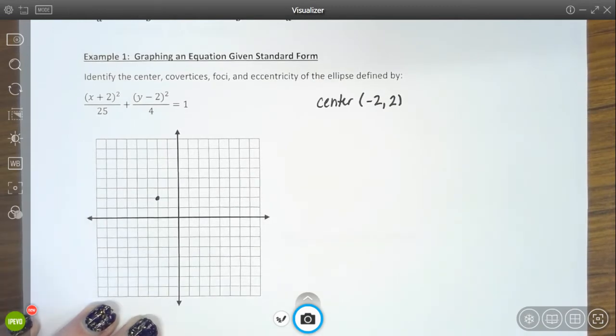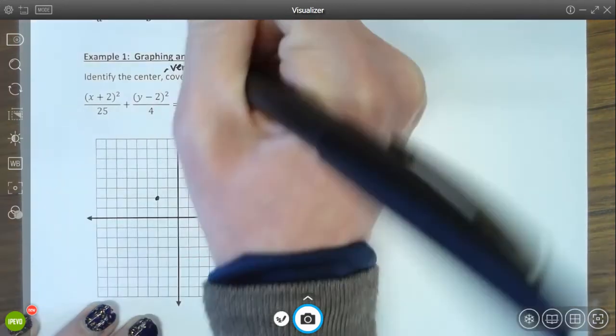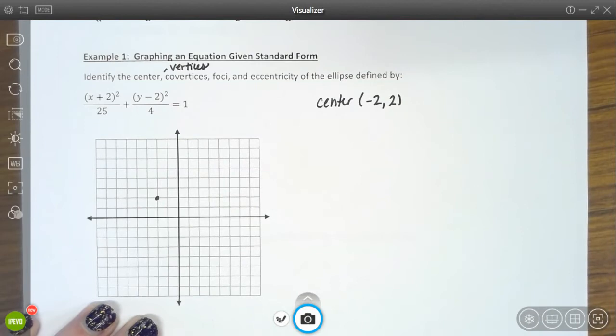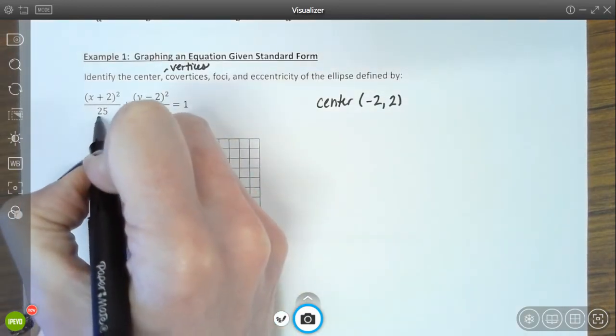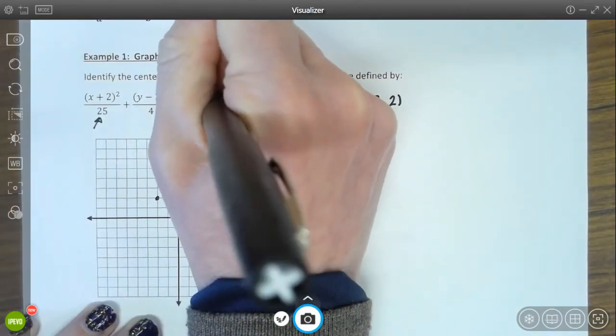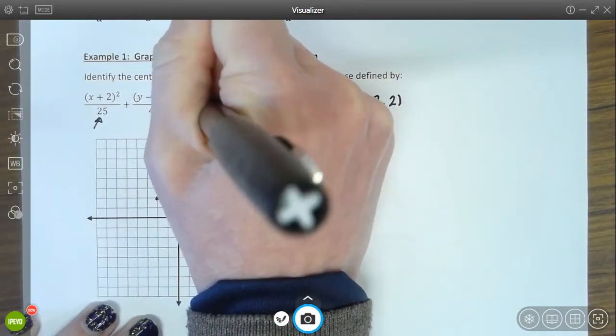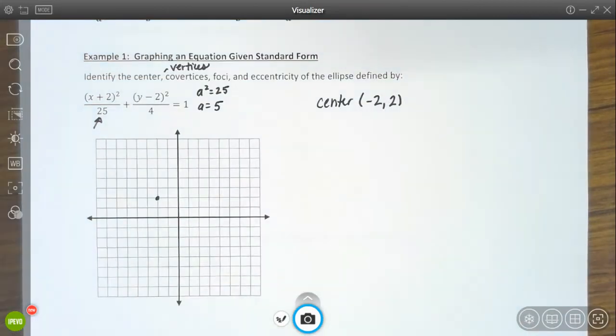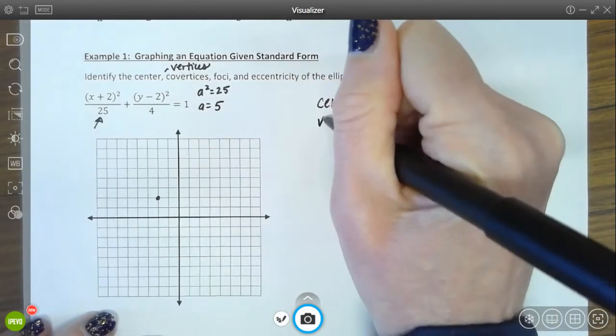The next thing I'm going to find are my vertices. I forgot to put those in my list here, so we're going to find those next. To find my vertices, what I'm going to do is find my value for a, because each vertex is a units away from my center. And again, a squared is always the larger denominator. In this case, a squared would be 25. If I take the square root of that, then a would be 5. So my vertices are 5 units away from my center point.